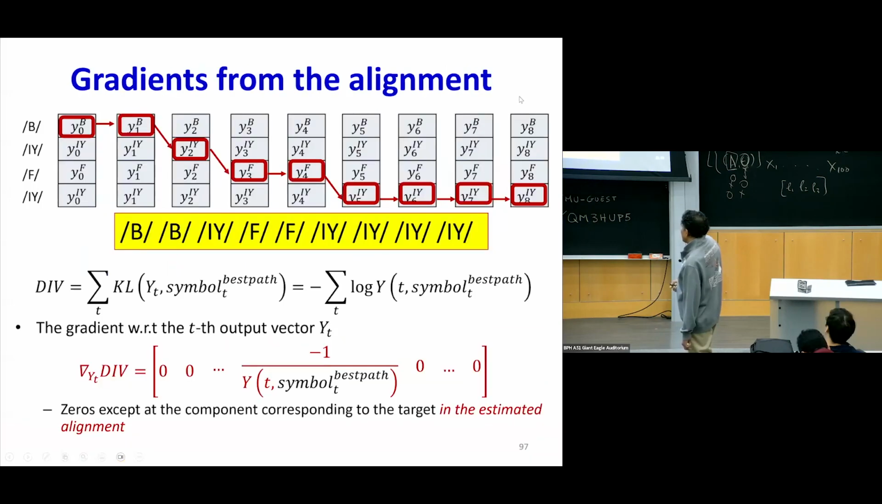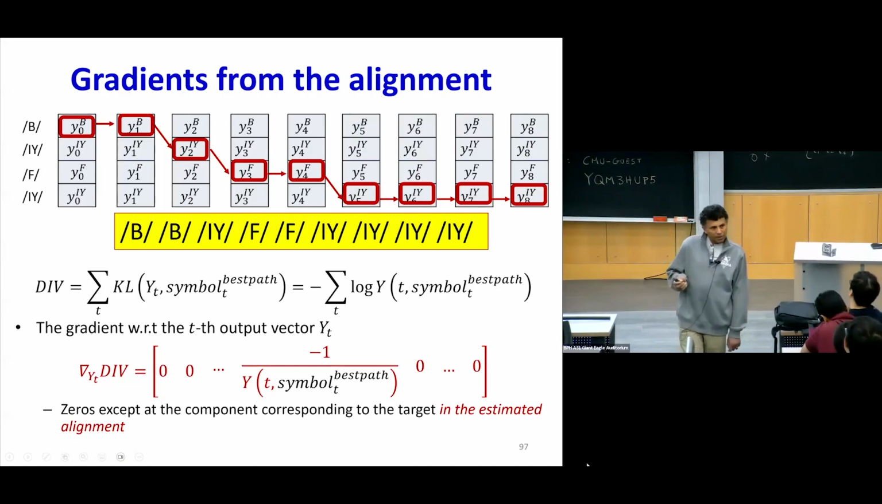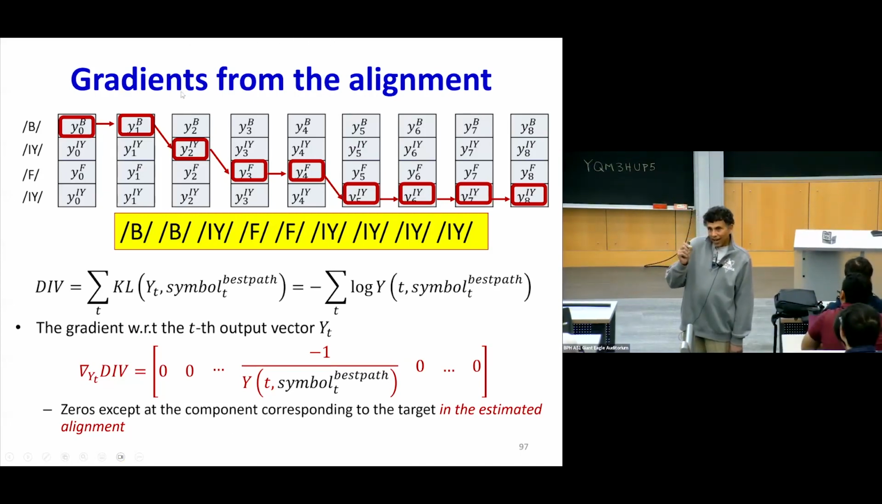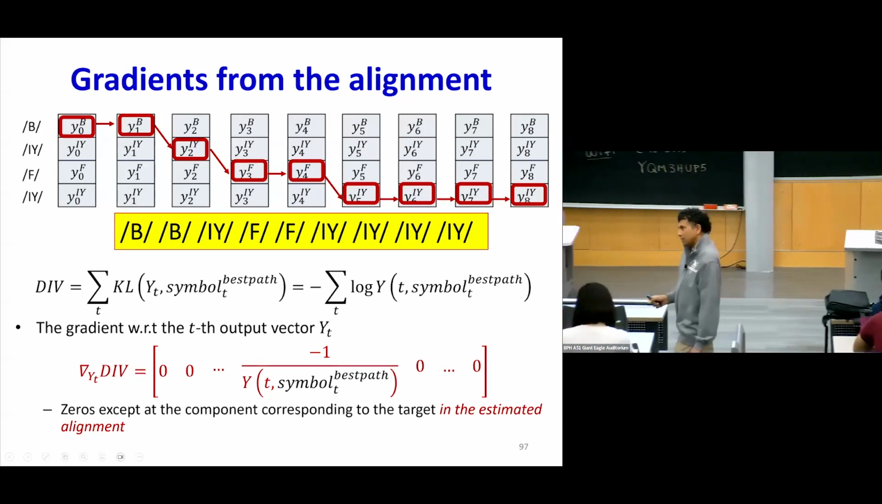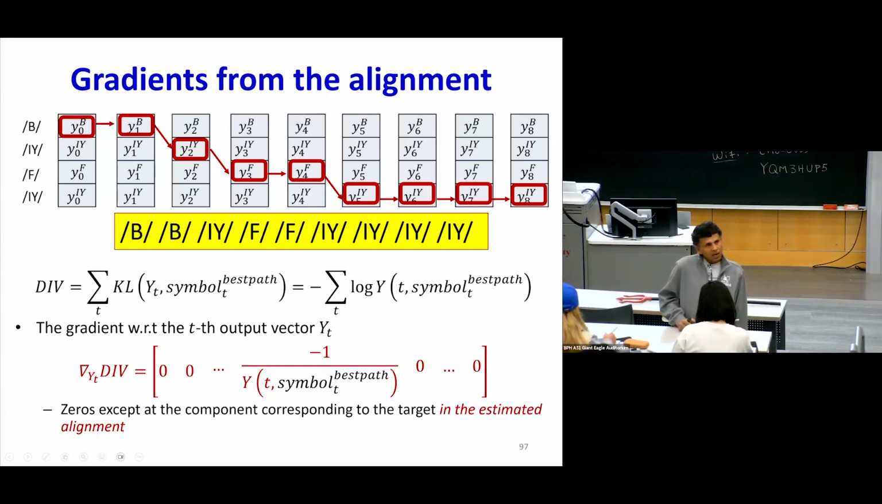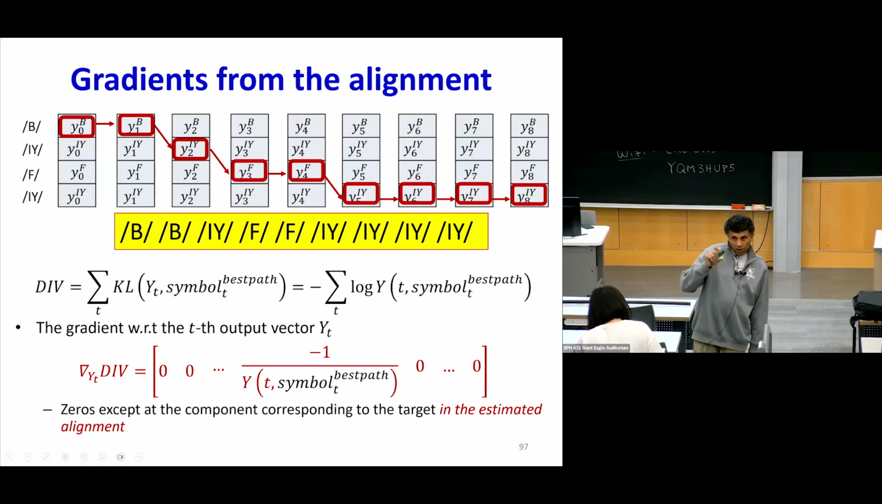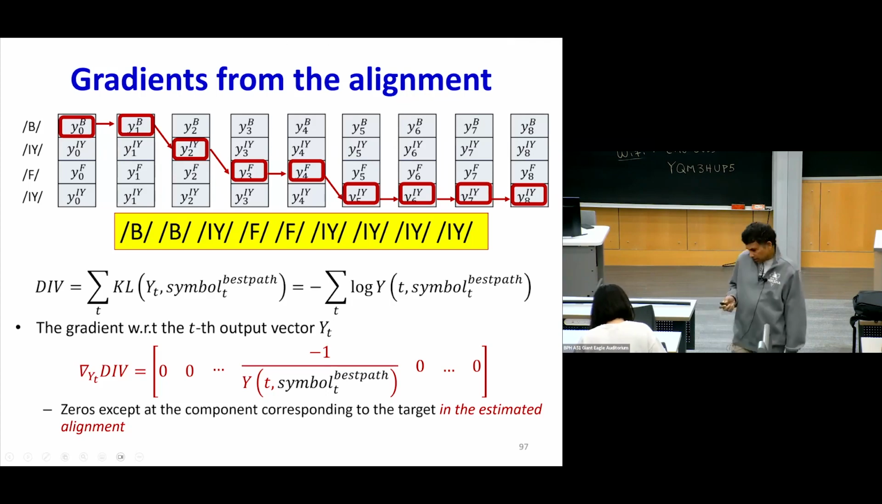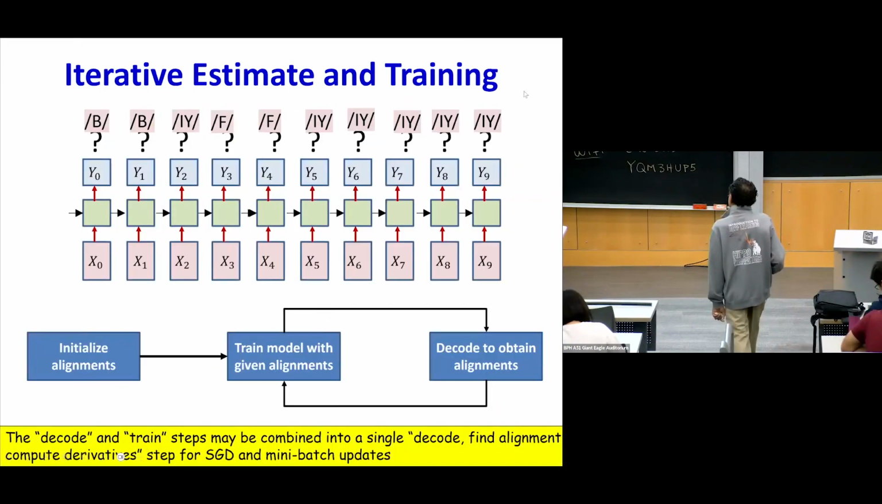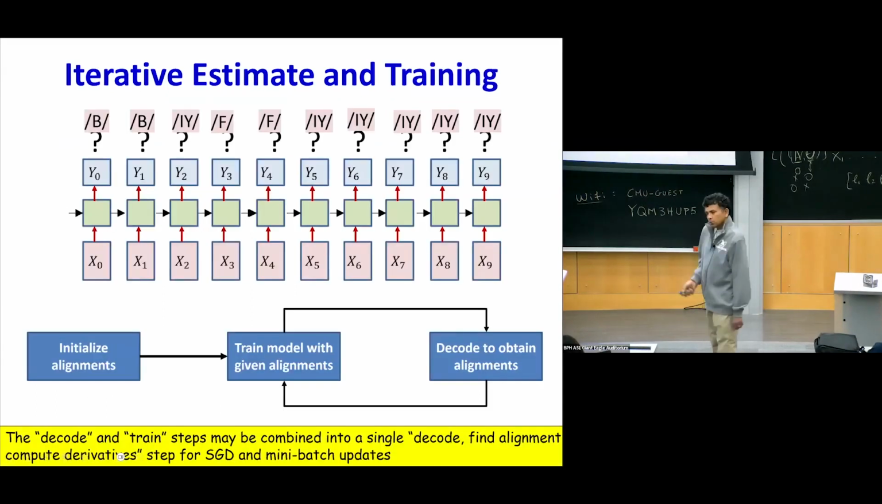Now, again, this equation is going to be key. I know that I haven't actually been very clear about it, but the fact that the derivative of the divergence of a given alignment with respect to the output of the network at any time is simply a vector which is all zeros except for one entry, and that one entry is minus 1 over the probability of the symbol assigned to that time, right? This is something that we're going to use quite a lot in the next class. And so this would work, right?